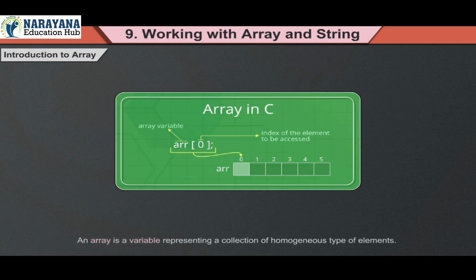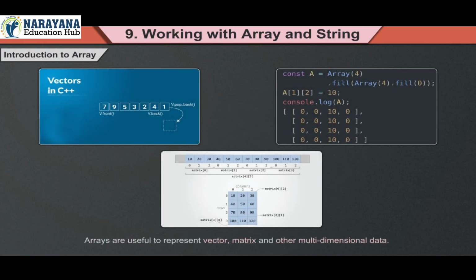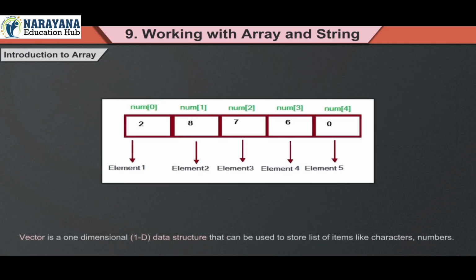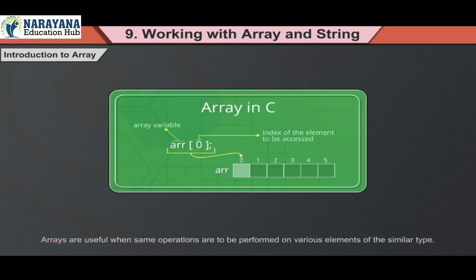Introduction to array. An array is a variable representing a collection of homogeneous type of elements. Arrays are useful to represent vector, matrix, and other multidimensional data. Vector is a one-dimensional, that is, 1D data structure that can be used to store a list of items like characters, numbers. Matrix is used to represent a two-dimensional, that is, 2D data structure like a table of rows and columns. Arrays are useful when the same operations are to be performed on various elements of the similar type.